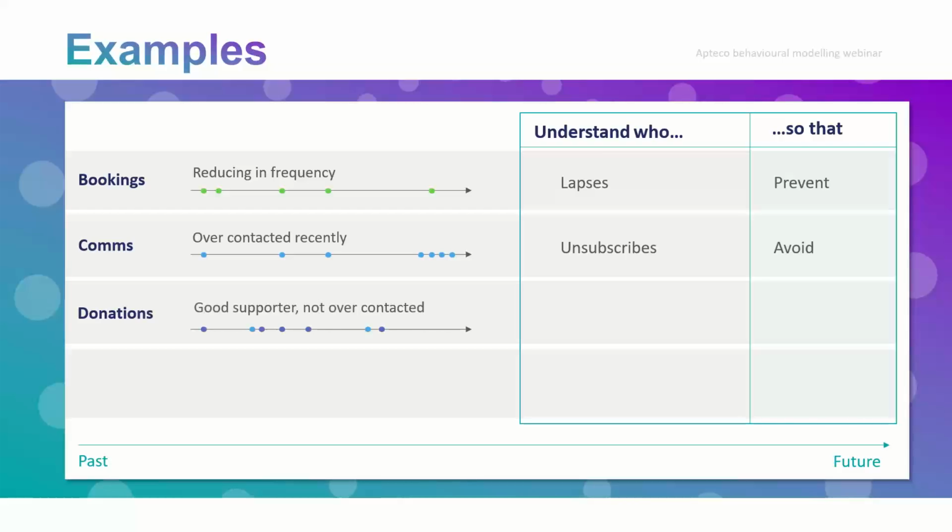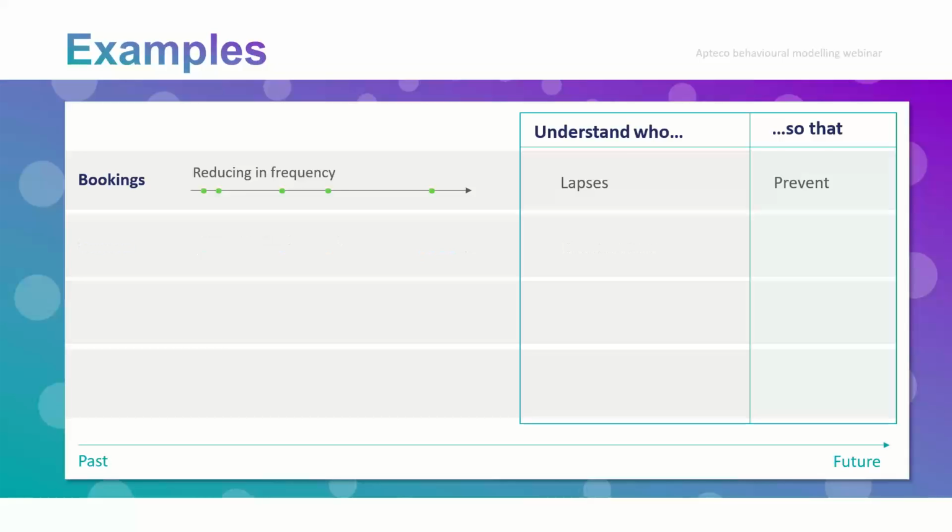And here's just some further quick examples. So we might be able to see in a travel business that bookings are reducing in frequency over time. We could understand that that is going to cause lapses, and we want to step in to remove that risk so that they don't lapse. We might see that comms have added up.